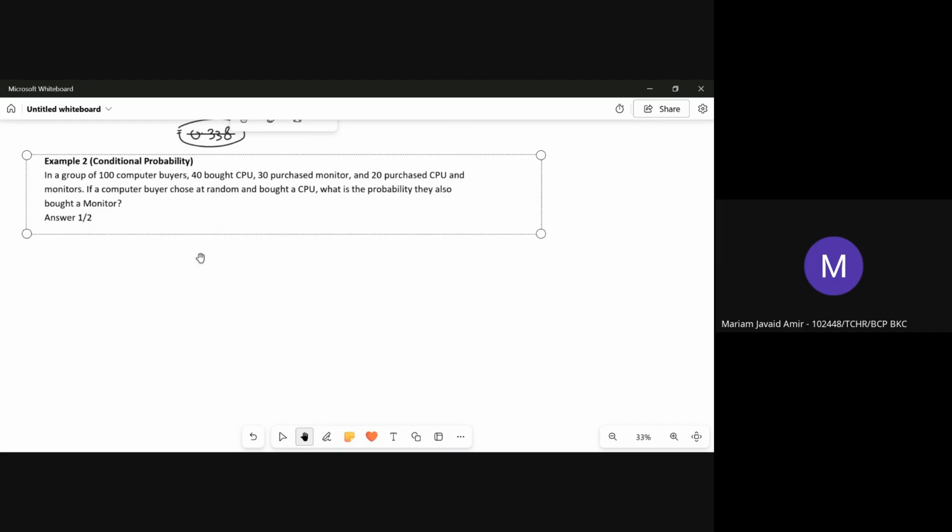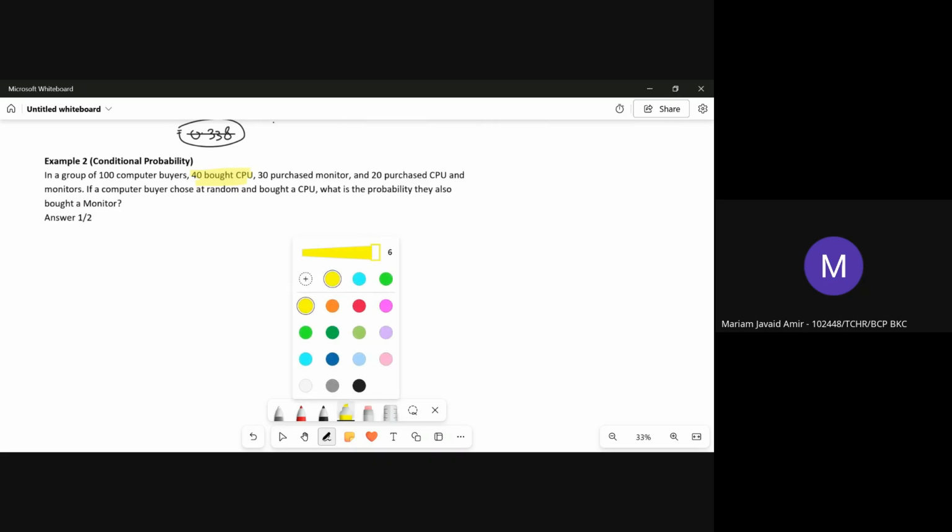Okay, so this would be example 2. In a group of 100 computer buyers, 40 bought CPU, 30 purchased monitors, 20 purchased CPUs and monitors, and total is 100. Okay, if a computer buyer chosen at random and bought a CPU, what is the probability they also bought a monitor?